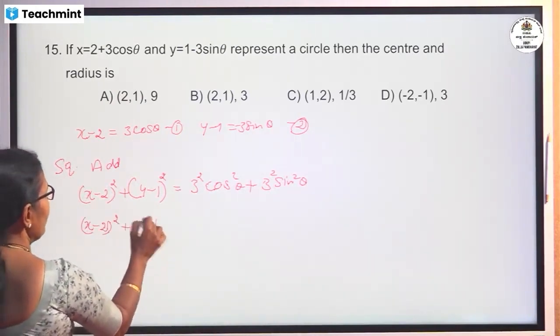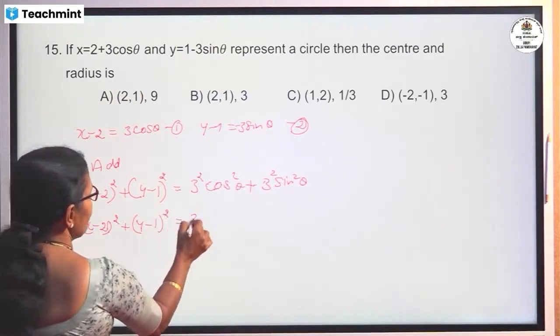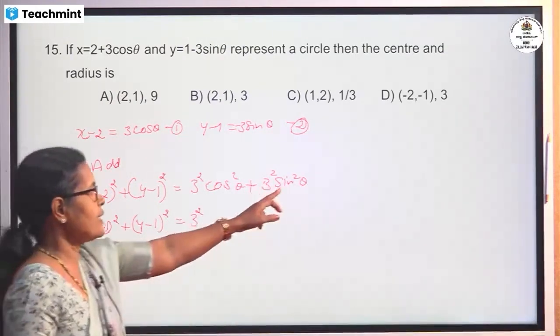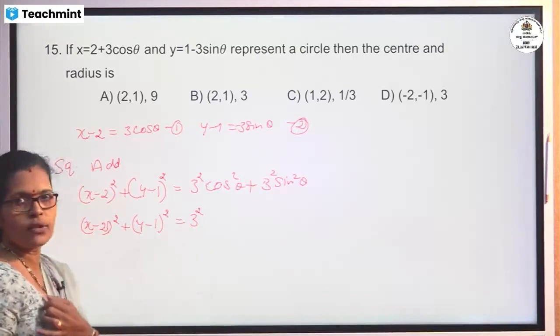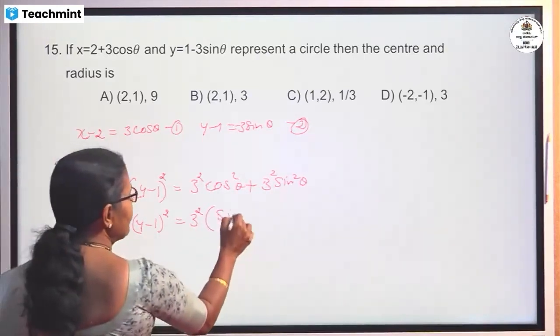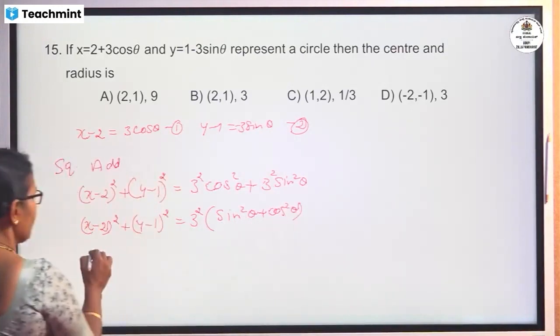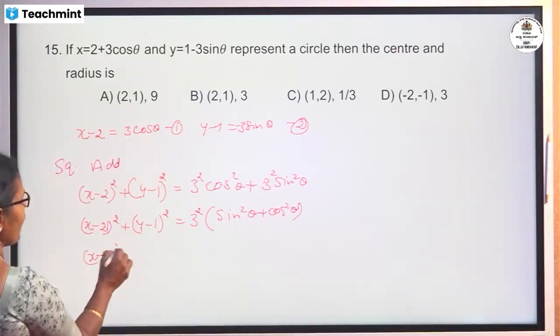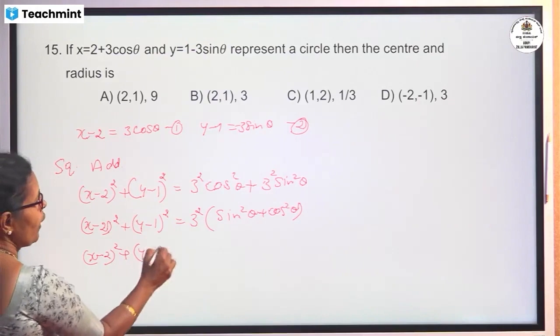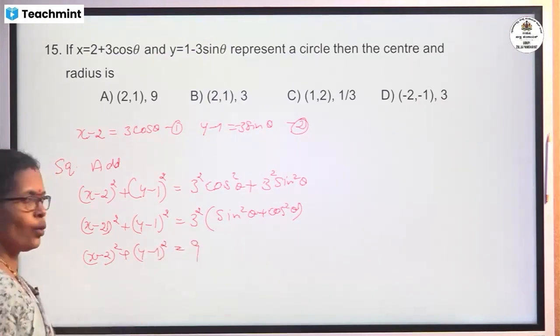Now (x − 2)² + (y − 1)² is equal to 3², because sin²θ + cos²θ is equal to 1. So 3² into (sin²θ + cos²θ), then (x − 2)² + (y − 1)² is equal to 9.